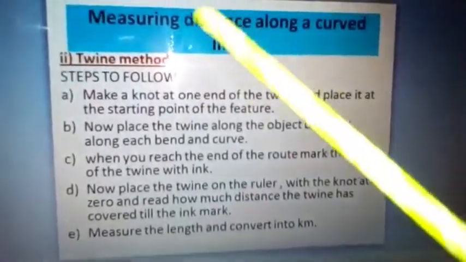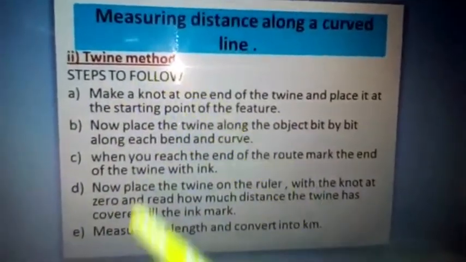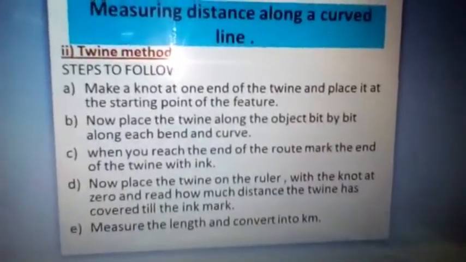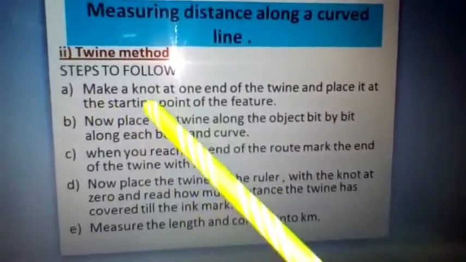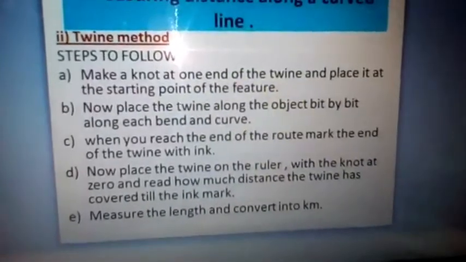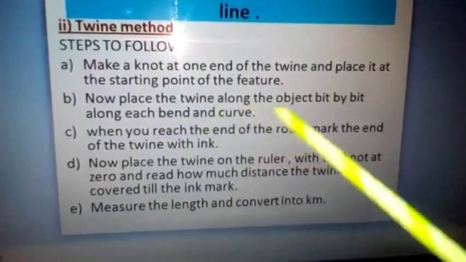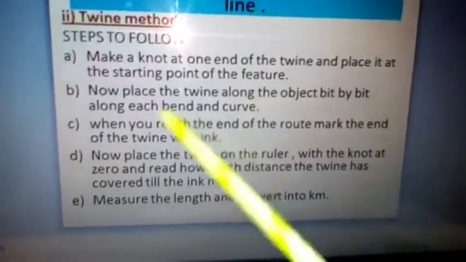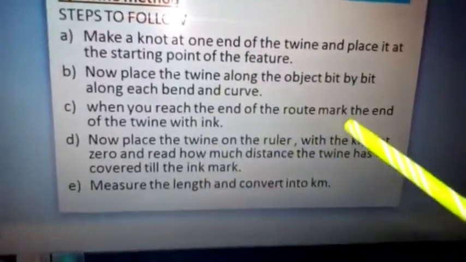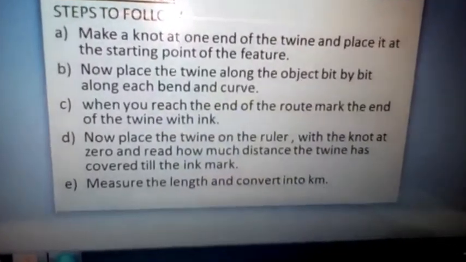For measuring the distance along a curved line using twine, I will be giving you a video, and you can just learn the steps in the simple language that I have jotted out here, so you can easily remember them. First of all, make a knot at one end of the twine, place it at the starting point of the feature, that is either the river or the railway line. Now then we have to place the twine along the object bit by bit, along each bend and curve, and when you reach the end of the route, mark the end with the ink. Now that is very important so that you know where you are ending.